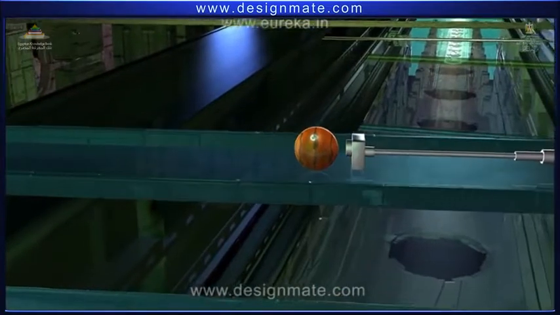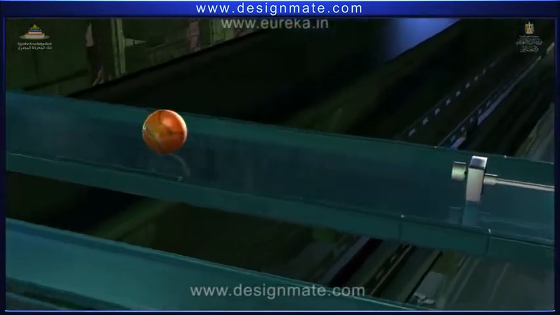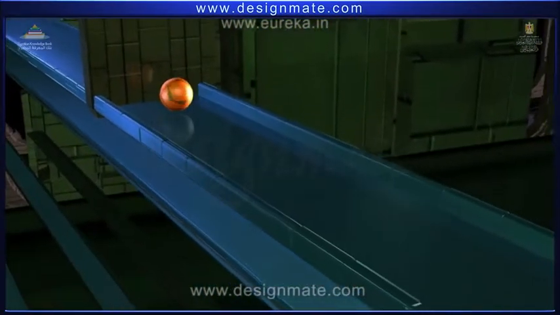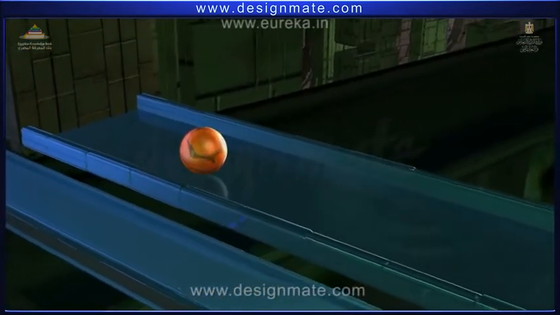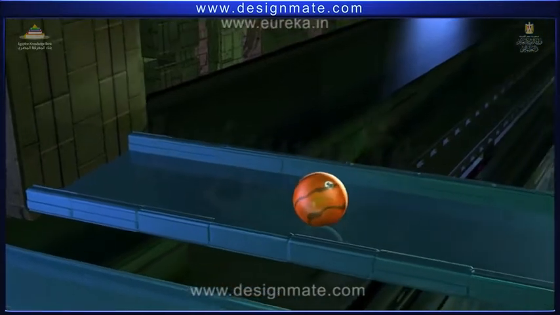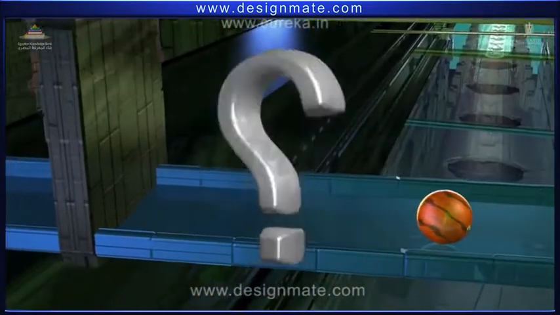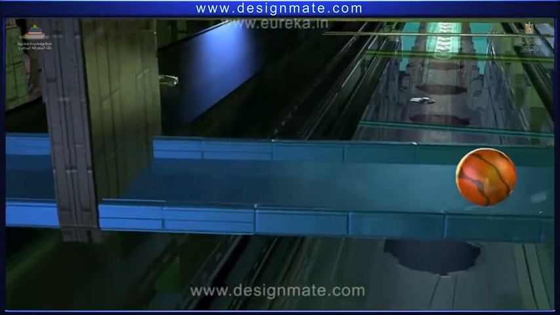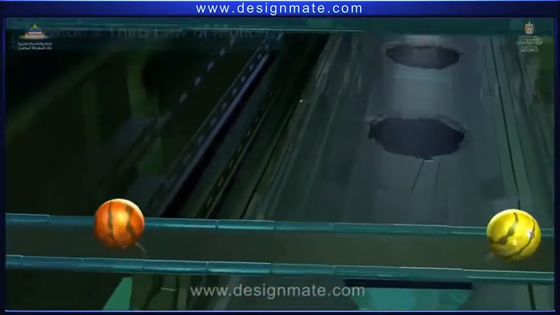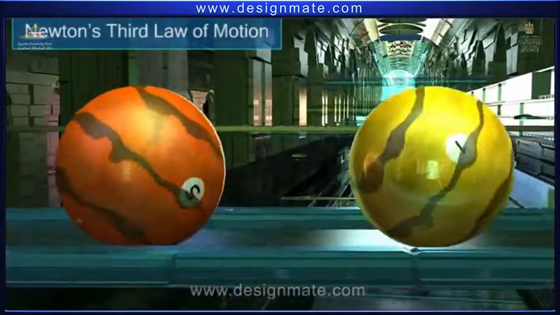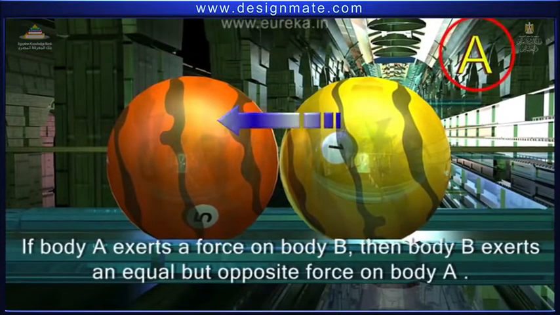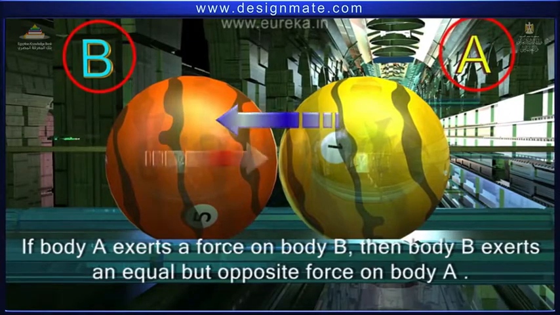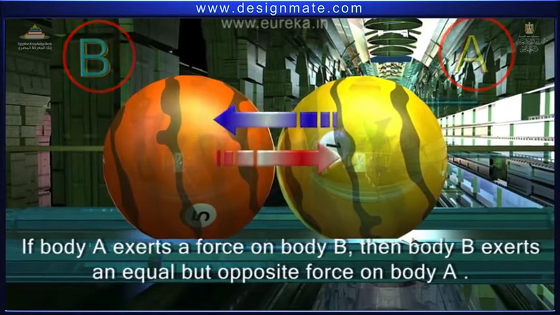Consider a ball, initially at rest, being rolled down a floor. It hits a wall and immediately starts moving in the opposite direction. Why does this happen? Newton's third law of motion states that if a body A exerts a force on body B, then body B exerts an equal but opposite force on body A.